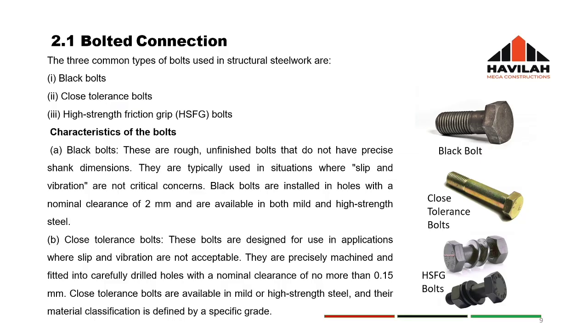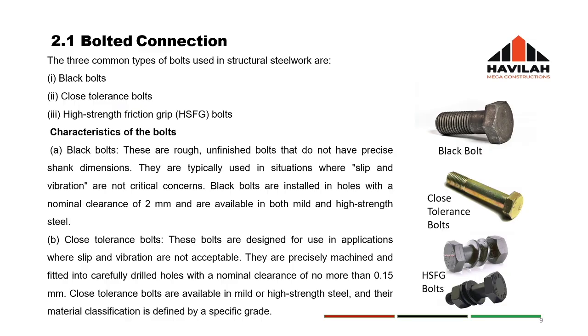Another bolt that we use is close tolerance bolts. These bolts are designed for use in applications where slip and vibrations are not acceptable. Almost the same as black bolts, but then, what's the uniqueness? They are precisely machined and fitted into carefully drilled holes with a nominal clearance of no more than 0.15 millimeters, which for black bolts is 2 millimeters. Close tolerance bolts are available in mild or high strength steel also, and their material classification is defined by a specific grade.